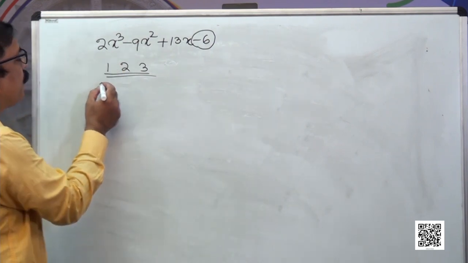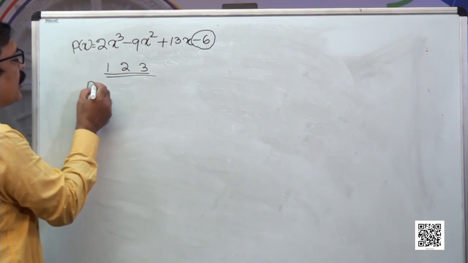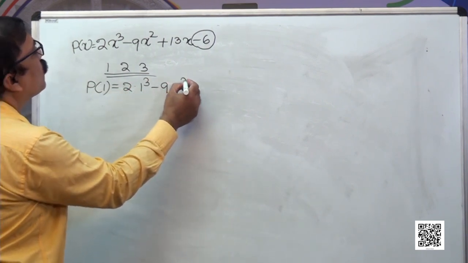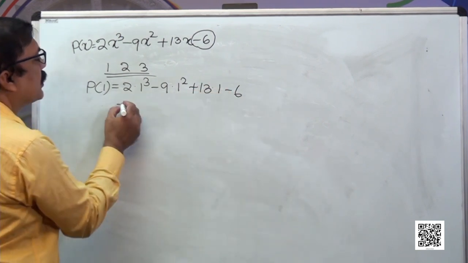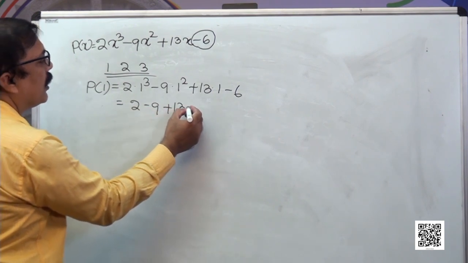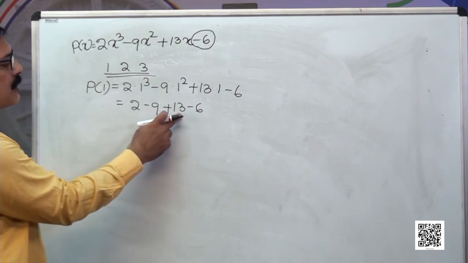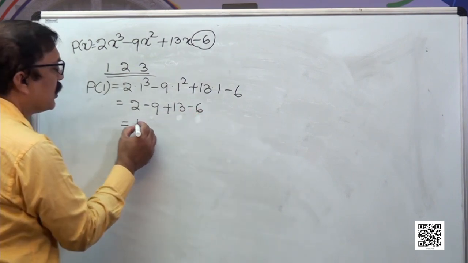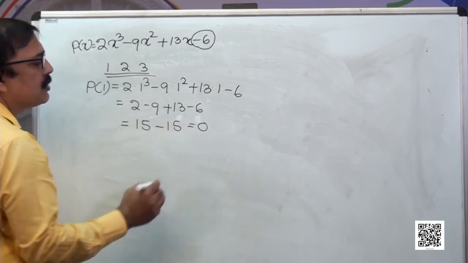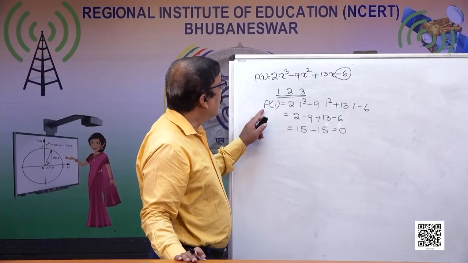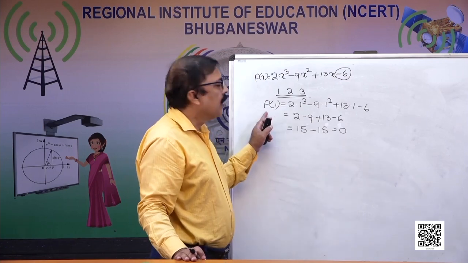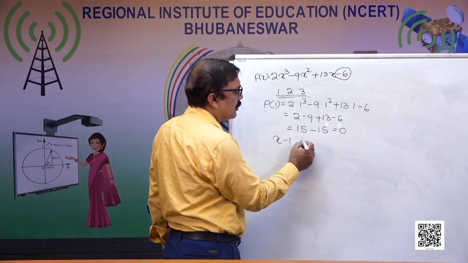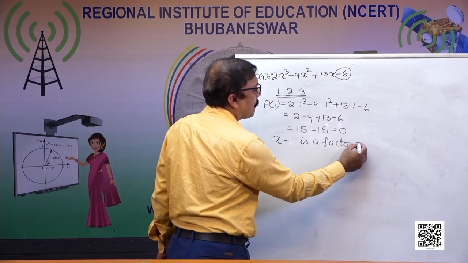If we put px is this, now p1 is 2 into 1 cube minus 9 into 1 square plus 13 into 1 minus 6. That gives 2 minus 9 plus 13 minus 6. See, 2 plus 13 is 15. Minus 9 minus 6 is minus 15. So this is 15 minus 15, that is 0. Now once we get p1 is equal to 0, it is clearly from our factor theorem, we can say that x minus 1 is a factor of px.